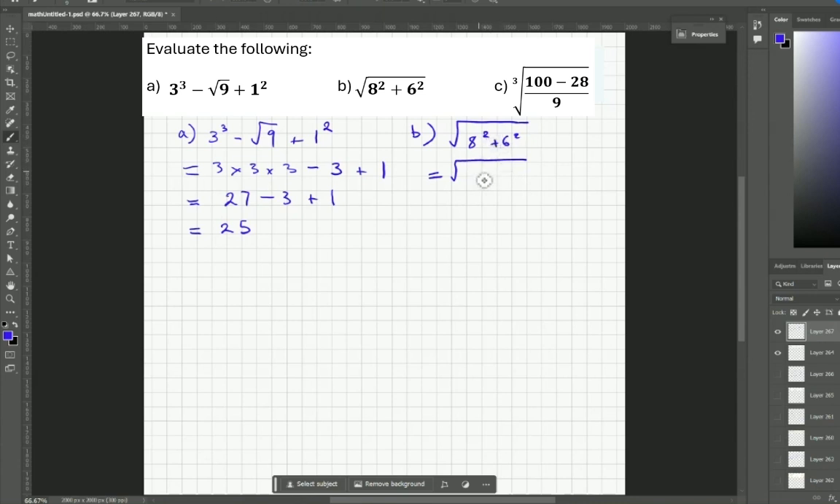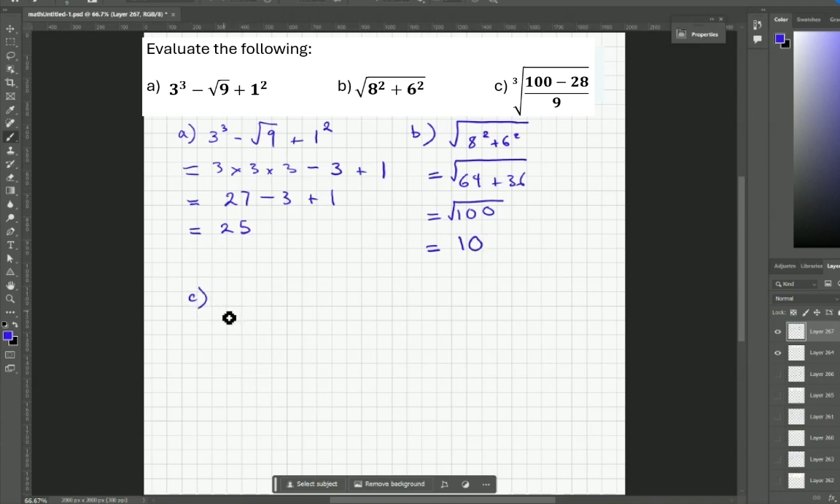So, 8 squared is 8 times 8, which is 64, plus 6 squared, which is 6 times 6, which is 36. And if you add those together, what do you get? 6 plus 4 is 10, and 30 plus 60 is 90. So you get 100, the square root of 100. So what squared produces 100? Well, 10 times 10 produces 100. So this is just 10.